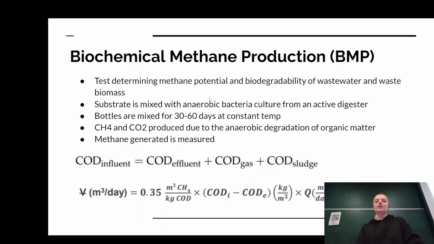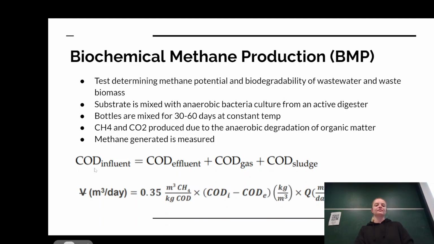The substrate, which is like that sludge at the bottom, is mixed with anaerobic bacteria culture from an active digester. The bottles are usually mixed for 30 to 60 days at a constant temperature, and then methane and carbon dioxide are produced due to the anaerobic degradation of organic matter. So that was those chemical equations that we went through on the previous slide. Then they measure how much methane is generated.